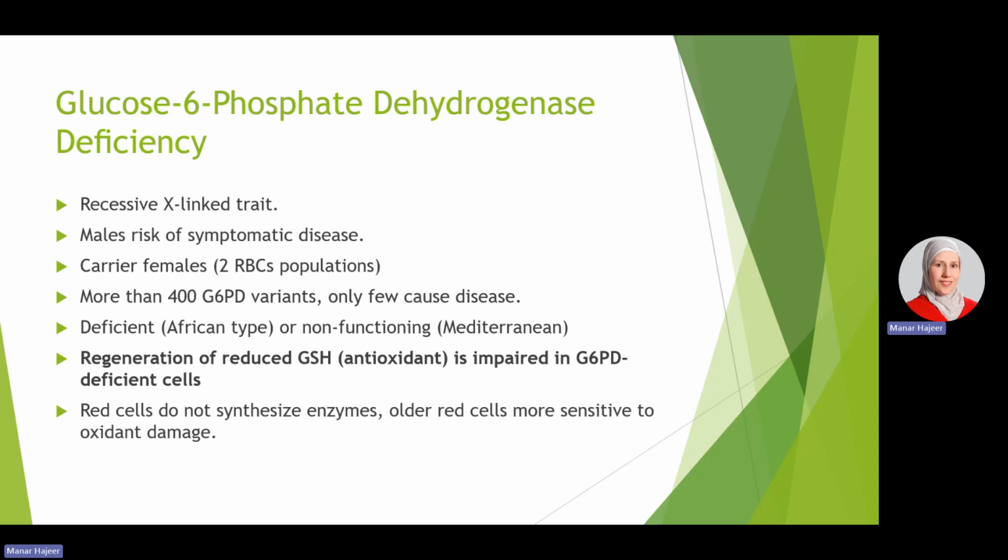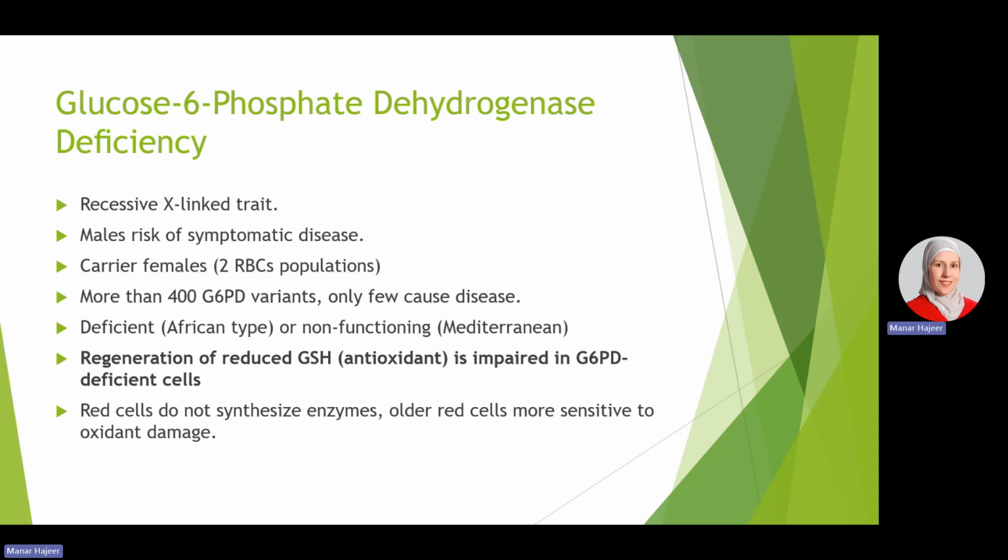We have too many variants of G6PD, more than 400 variants, but only a few of them will cause the disease. The mutations lead to either deficient G6PD or non-functioning G6PD. Of course, the worst is non-functioning G6PD, which is the Mediterranean type.